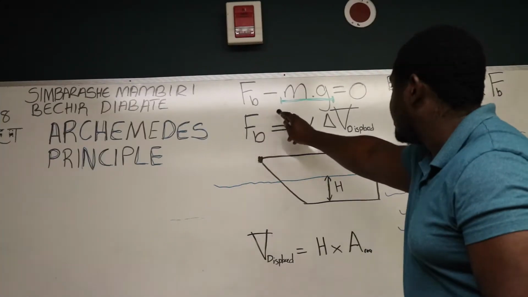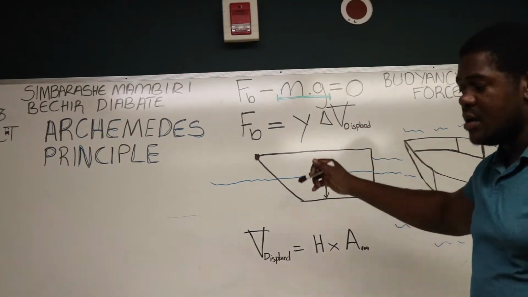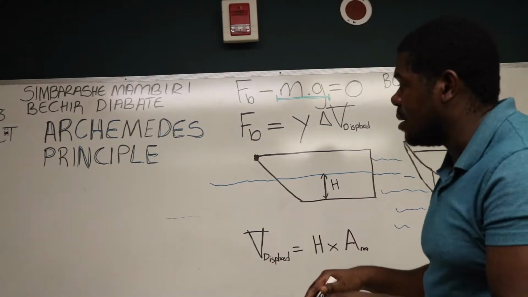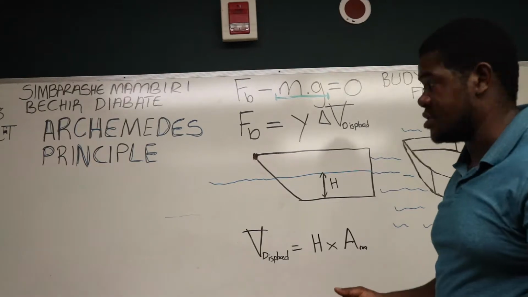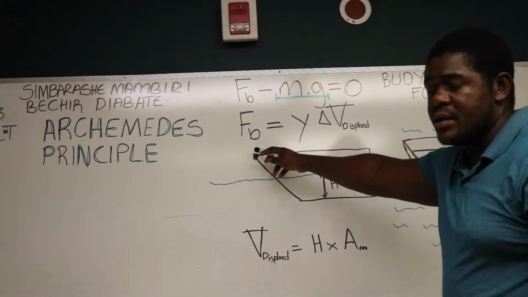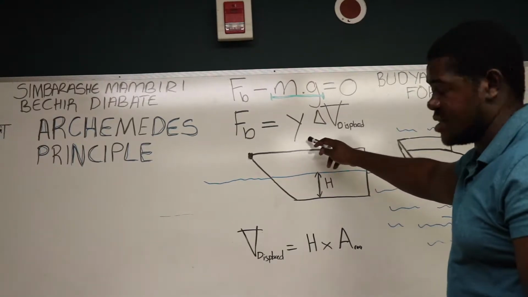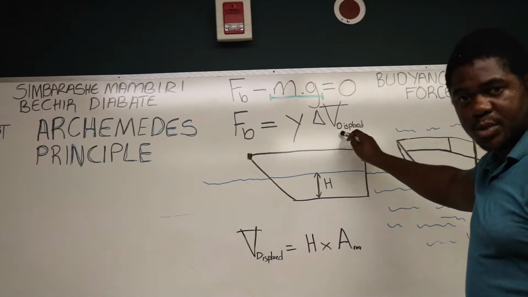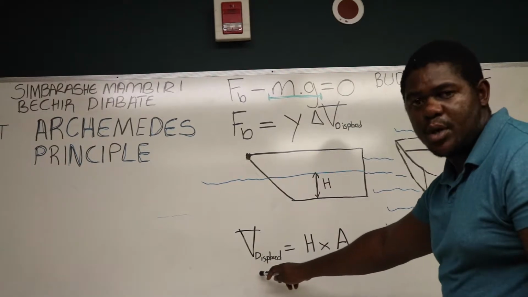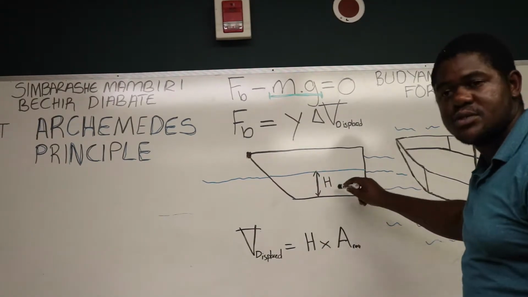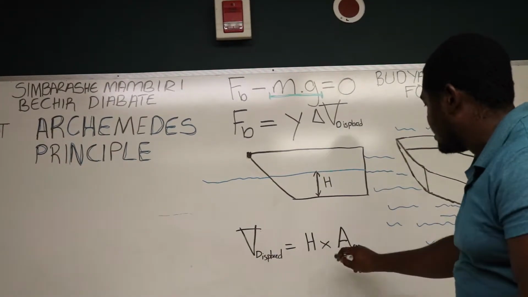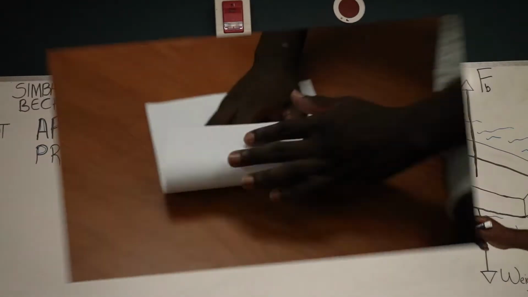Buoyancy force minus the weight will always be equal to 0, meaning at the surface of the water, the boat will stay afloat. The second formula to remember is that the buoyancy force is equal to the specific weight of the fluid, water, times the volume of the displaced fluid. And the displaced fluid volume is equal to the height of the boat submerged underwater times the area of the boat.